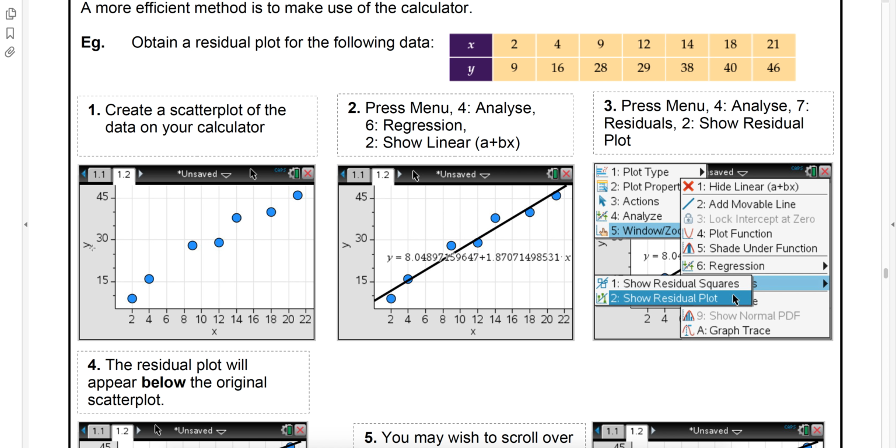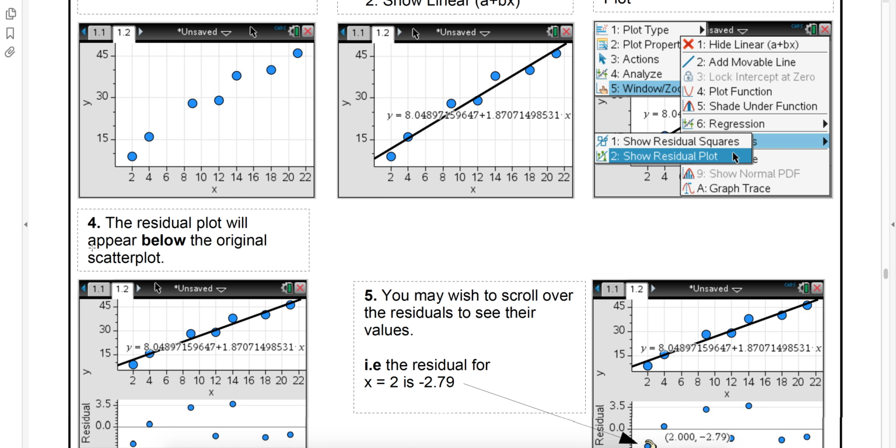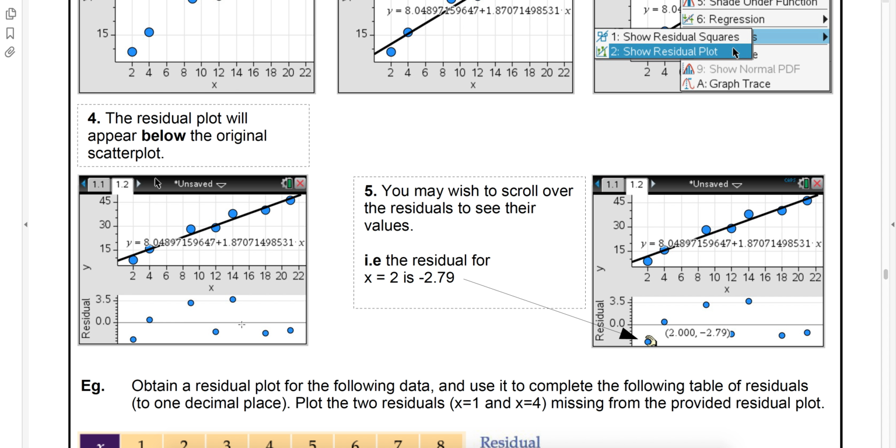The next step to get the residual plot is you press menu, and then 4 for analyze, 7 for residuals, and you'll see number 2 there is show residual plot. What you'll see is it pops up underneath. So you have your scatter plot above with the line on it, and underneath you'll have the residual plot. Along this axis is your EV axis, so that will line up with the one above it. So that's your x-axis, in other words.